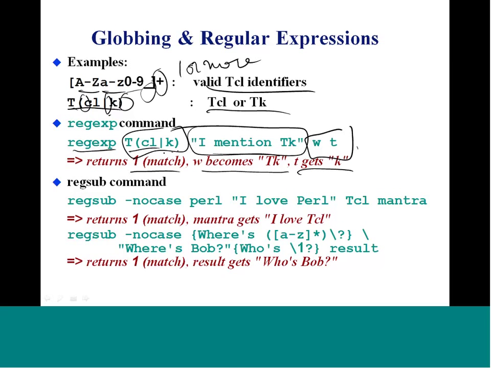Okay, so now let's look at the regexp command. Here it matches the tk, so the w becomes the tk, which is what is matched here, and then the t gets the substring k, which is where the match happened.